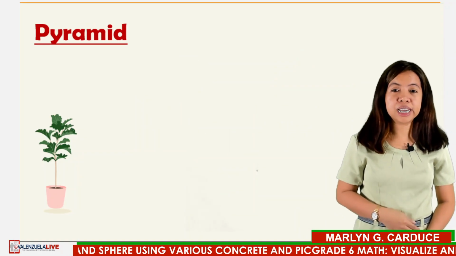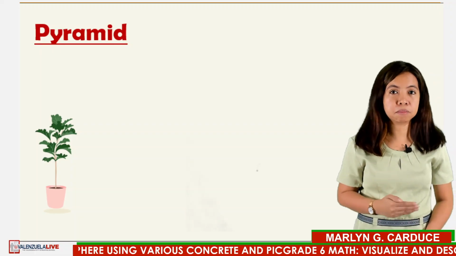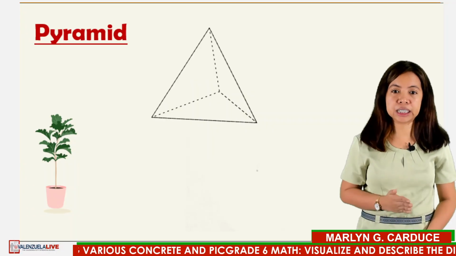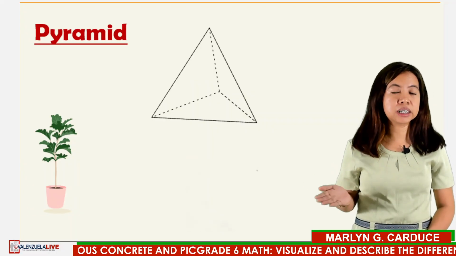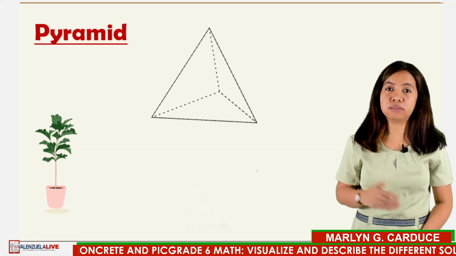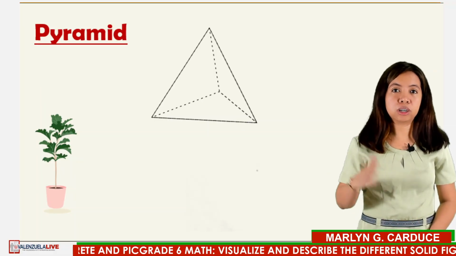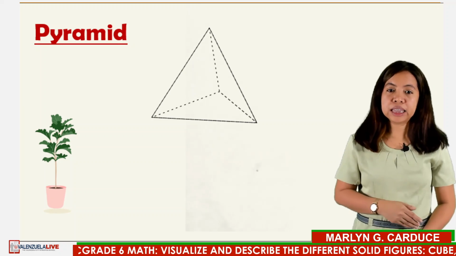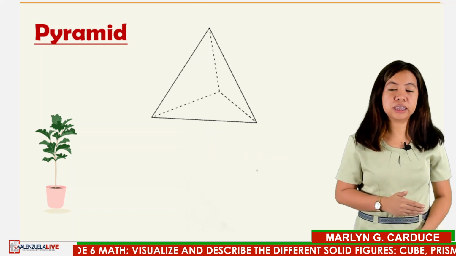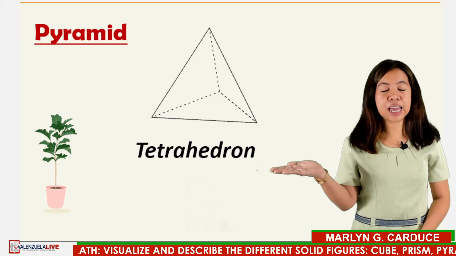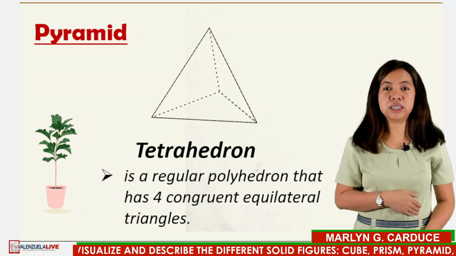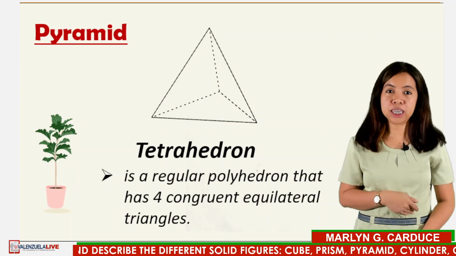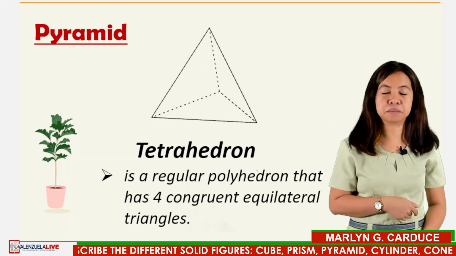And there is also a triangular pyramid made up of 4 congruent equilateral triangles. When we say equilateral, all the sides of a triangle or of a solid figure have the same measurement. And this is another regular polyhedron that is called the tetrahedron. So a tetrahedron is a regular polyhedron that has 4 congruent equilateral triangles.